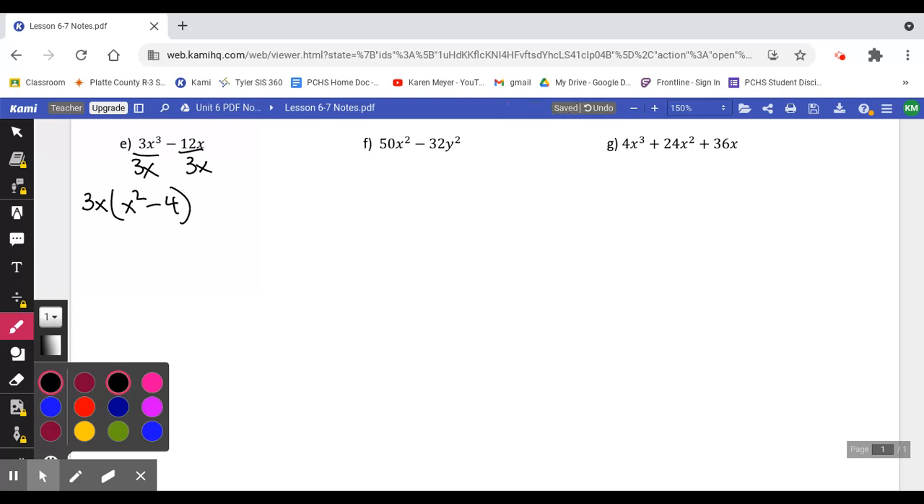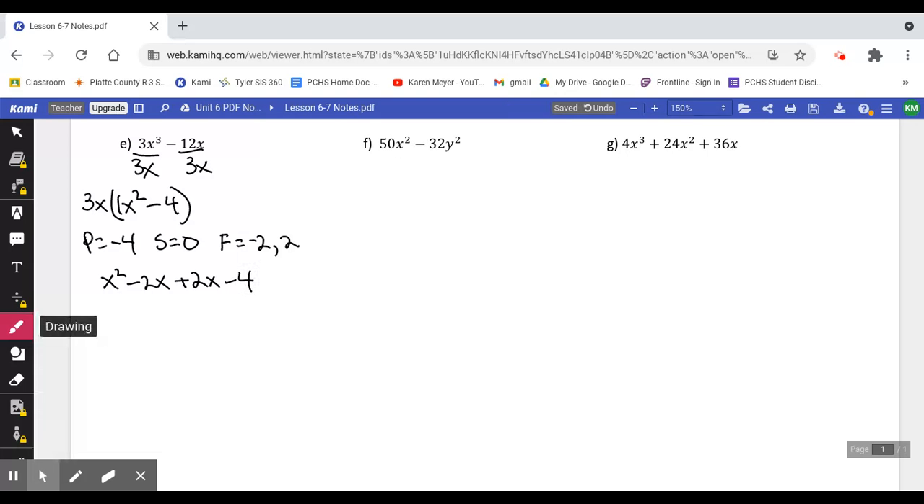Now I'm going to look at the part that's inside the parentheses, and let's factor that. The middle term is missing, so my product would be 1 times negative 4, which is negative 4. My sum is 0 because there is no middle term. So what multiplies for negative 4 that adds for 0? Well, that would be negative 2 and positive 2. So expand the problem. X squared minus 2x plus 2x minus 4.